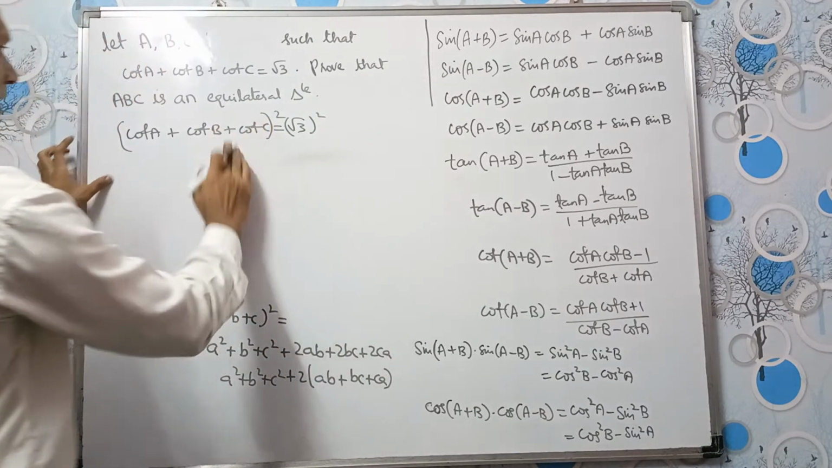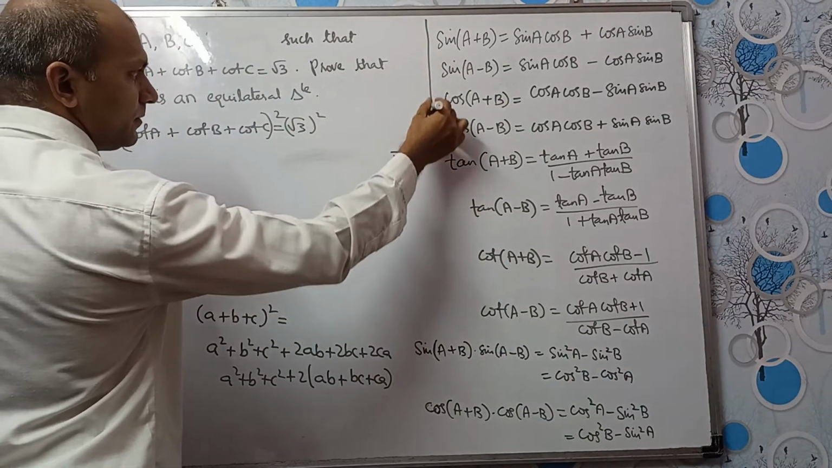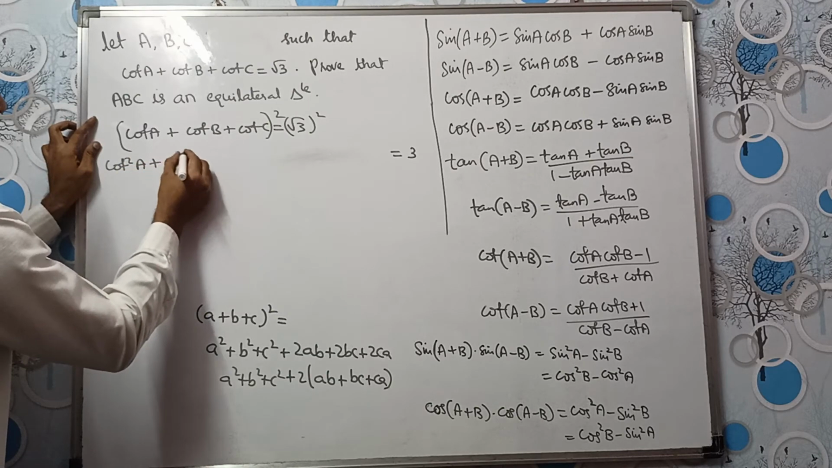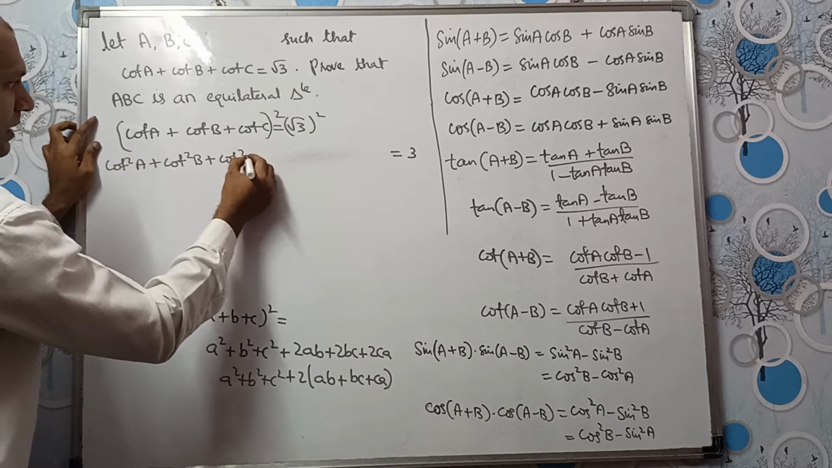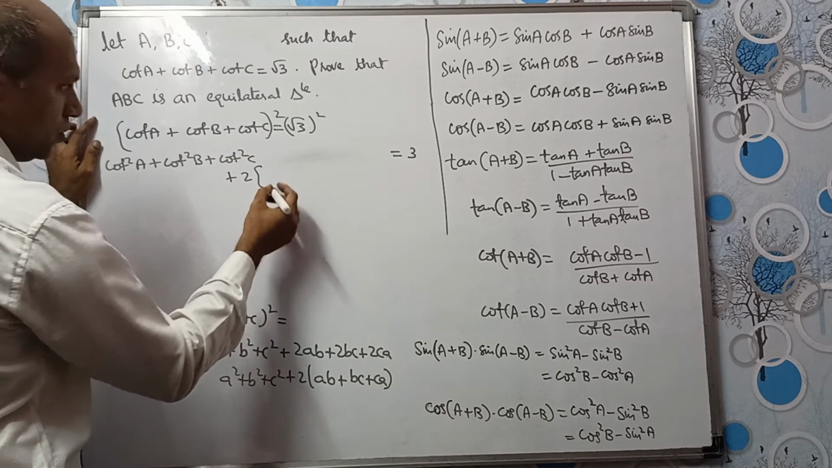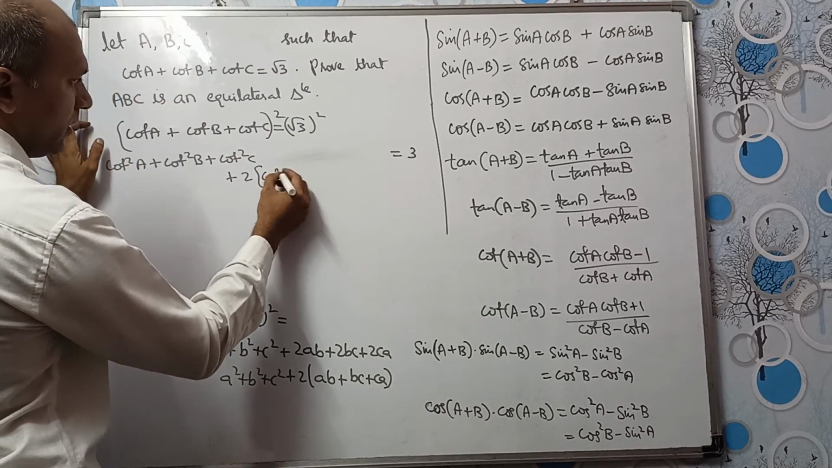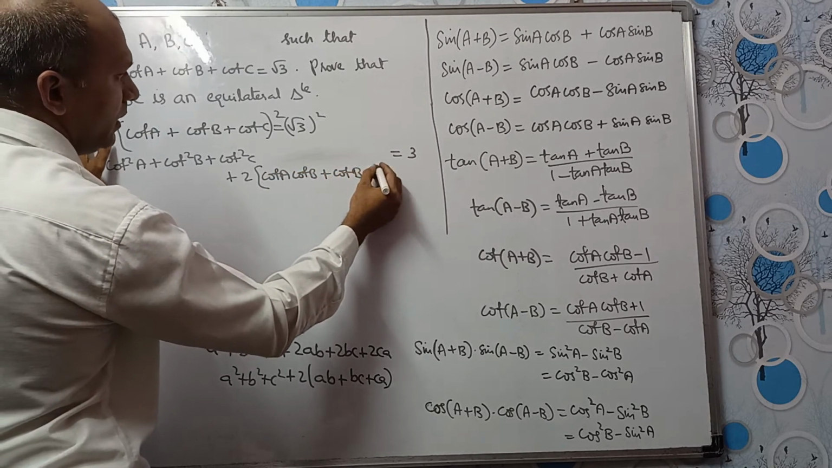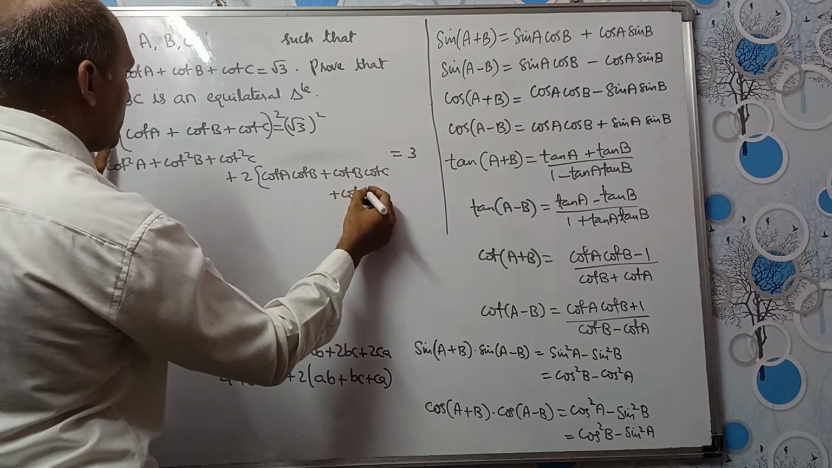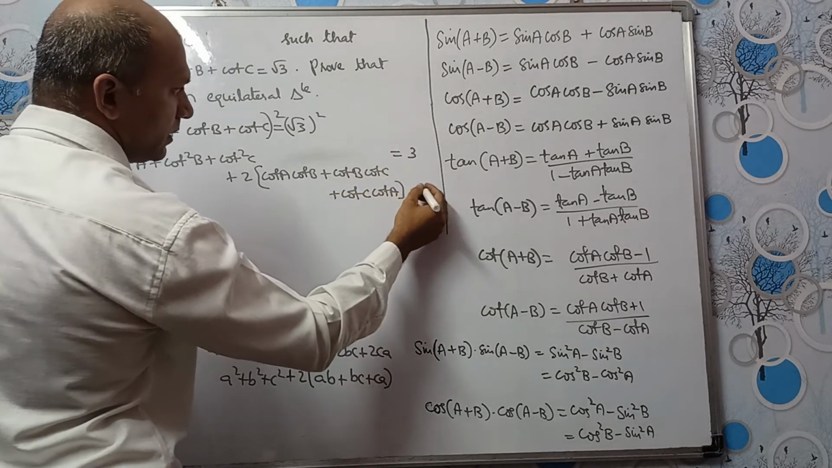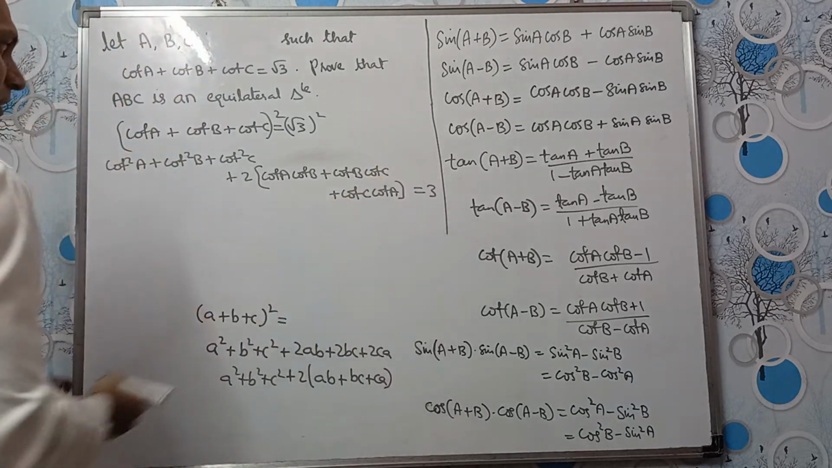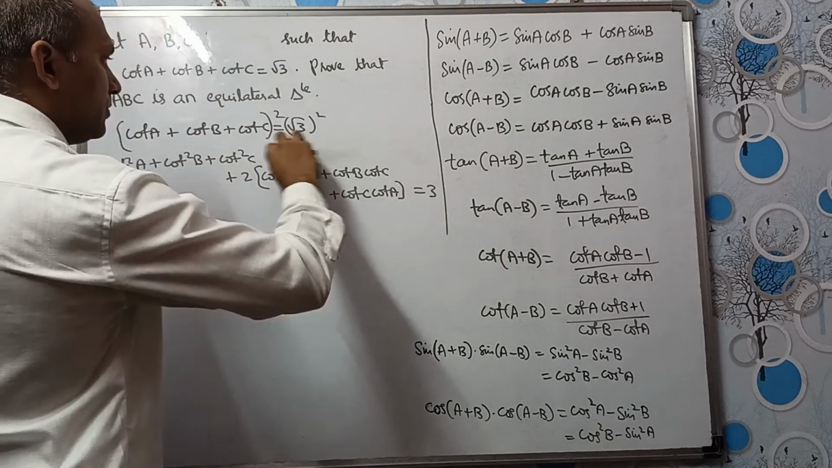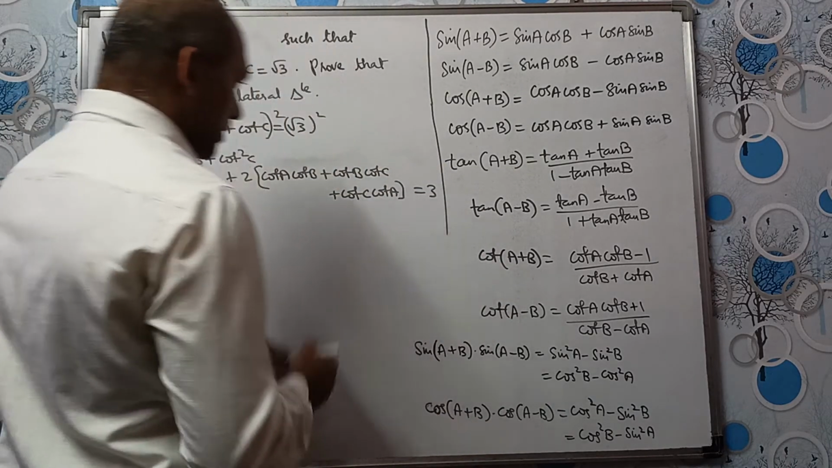Okay, let us expand this part. Let us write 3 here. Cot square A plus cot square B plus cot square C plus 2 into (cot A cot B plus cot B cot C plus cot C cot A). This should be equal to 3. Okay, I hope this is clear. Okay, now let us keep this aside.